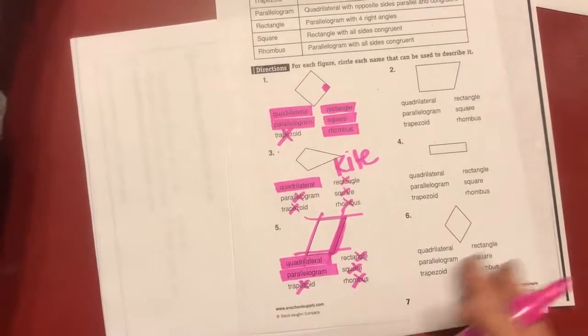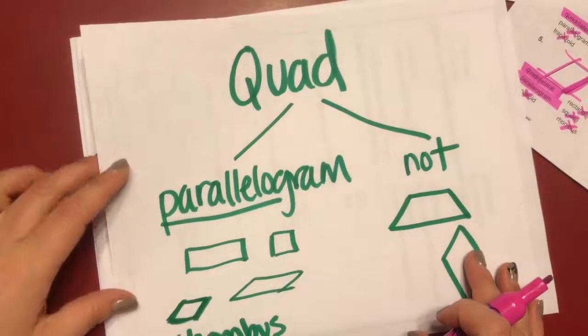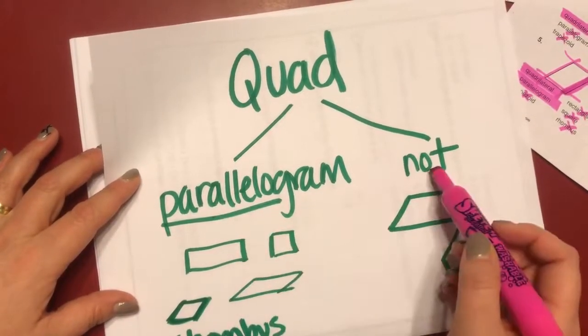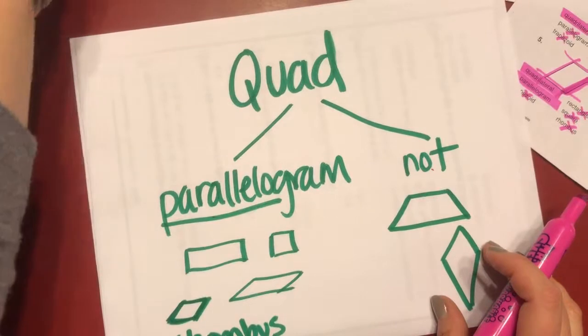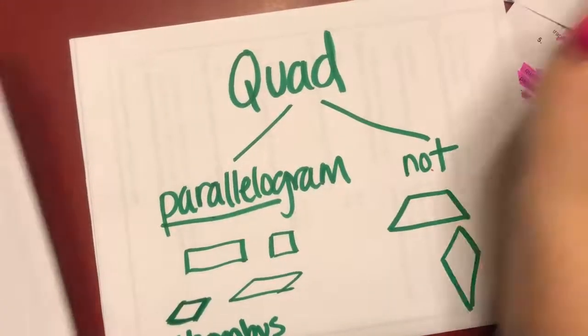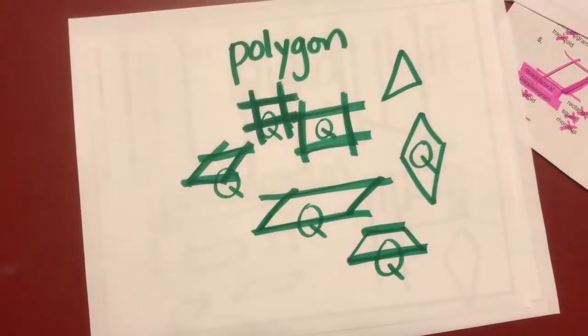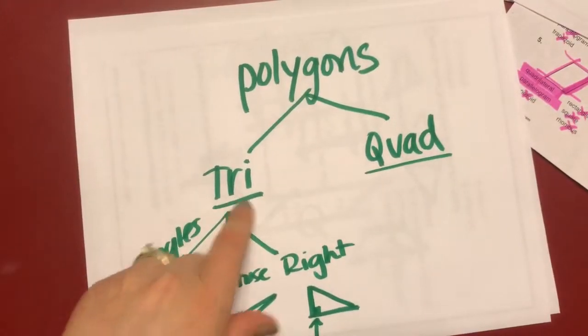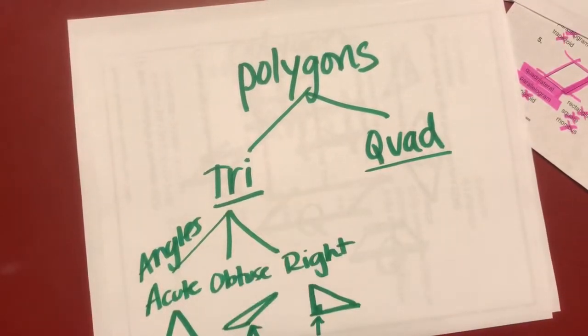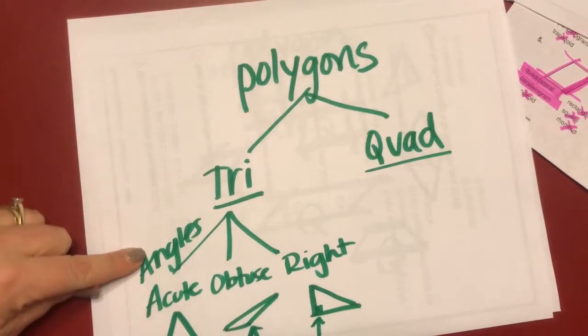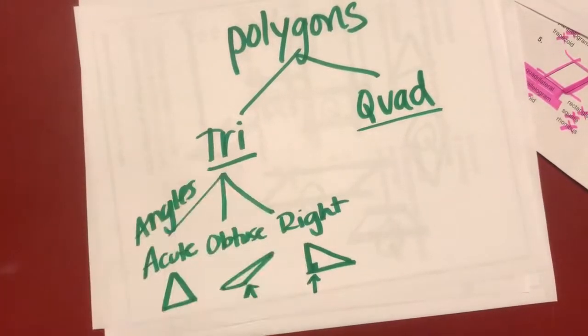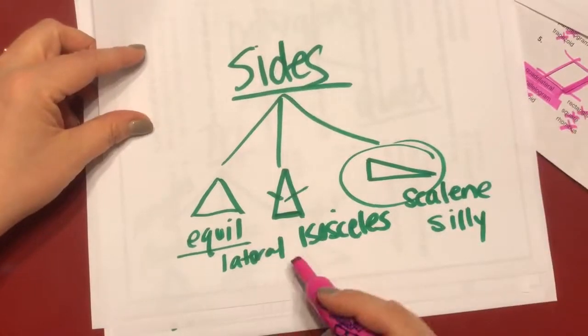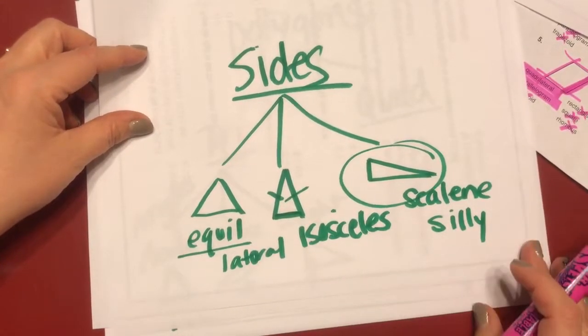So we've got quadrilaterals. Within quadrilaterals, we have parallelograms and not parallelograms. We have polygons, and within polygons, we've got all kinds of stuff, but typically what we're going to do is split it into triangles and quadrilaterals. Triangles, we can categorize them by their angles: acute, obtuse, and right. We can also do it by their sides: equilateral, isosceles, and scalene.